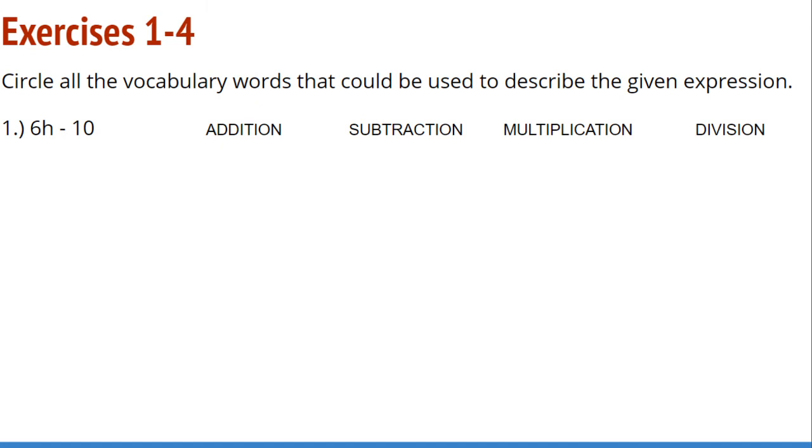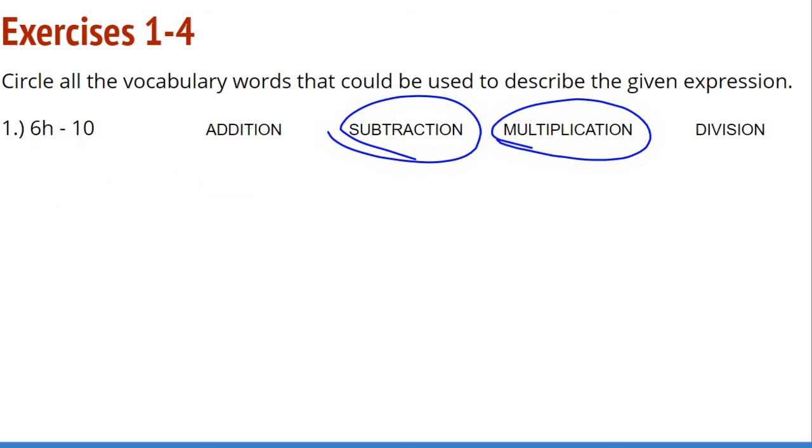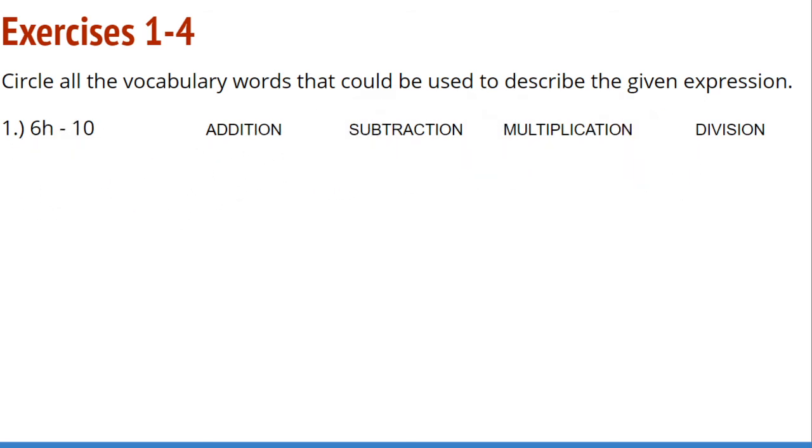All right, looking at some exercises here. Circle all the vocabulary words that could be used to describe the given expression. Well, I see that I have a product in here, so that'll be multiplication. And I see that I have a subtraction operation here, so I've got subtraction and multiplication. So make sure that you pause, perform the exercises, and then watch the video. Just copying down what I'm doing is not going to provide you a great learning experience.